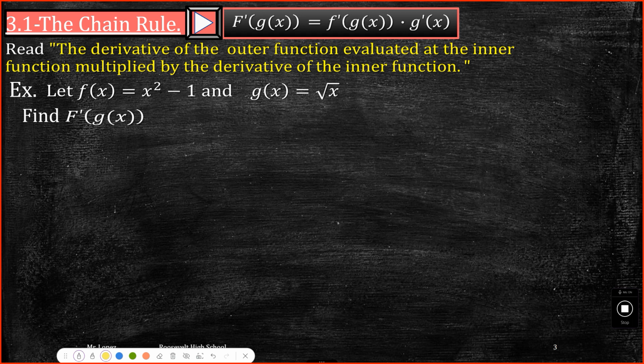Here we go. Step 1, draw the machine, f. g of x is what is going to go in. So we write down what f of x is. f of x is x squared minus 1, and you write it on top. You draw a line and you put x squared minus 1.